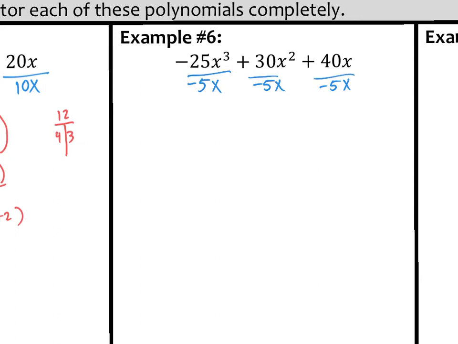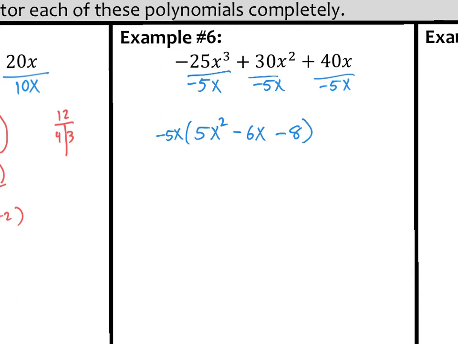Negative 25x cubed divided by negative 5x is 5x squared. I'm going to put my negative 5x out front, my common factor. 30x squared divided by negative 5x is minus 6x. I just realized I missed my square there. Sorry about that. And 40x divided by negative 5x is minus 8.